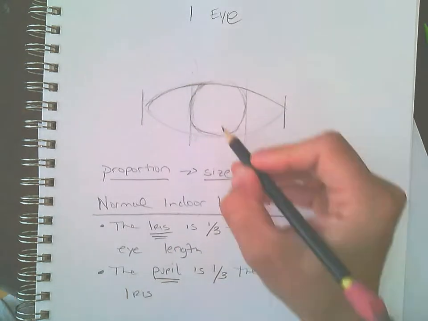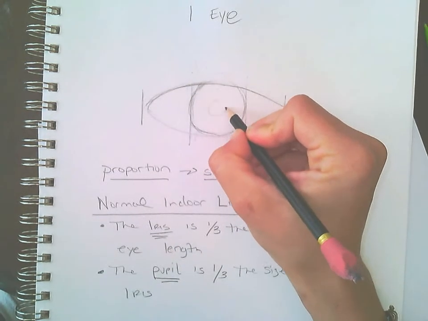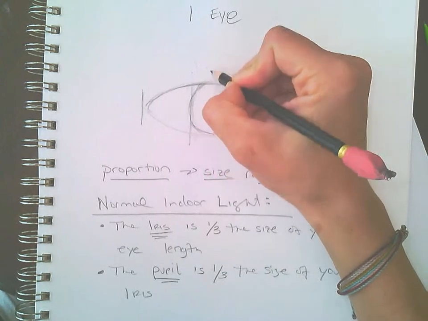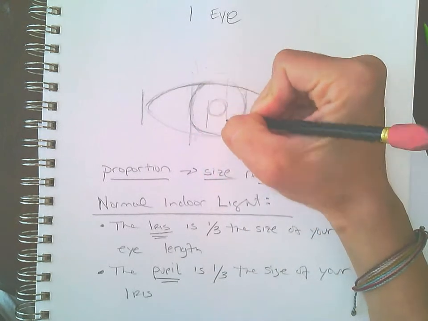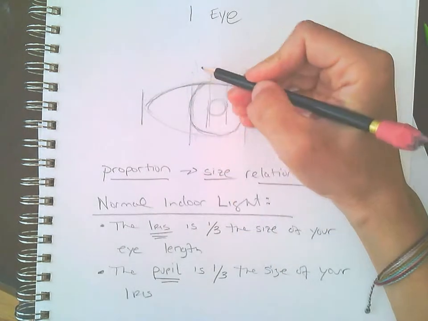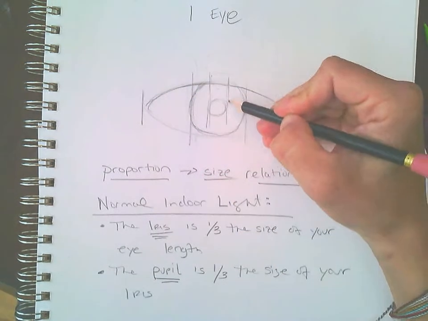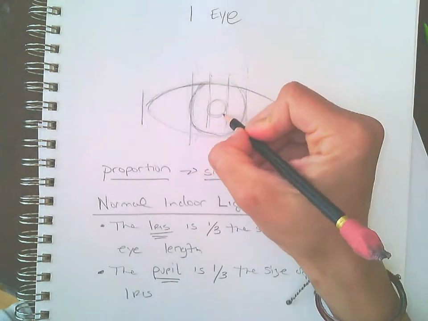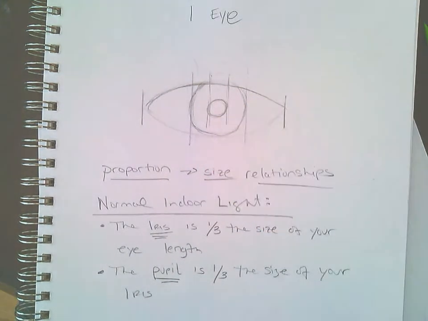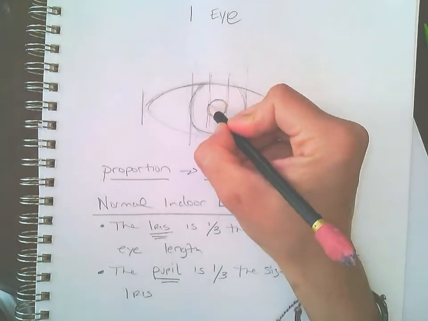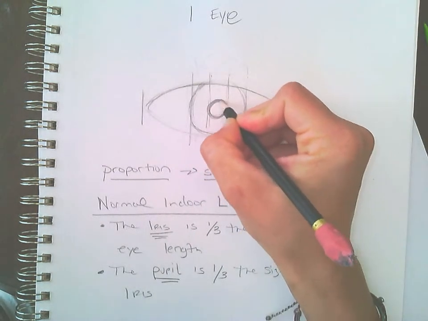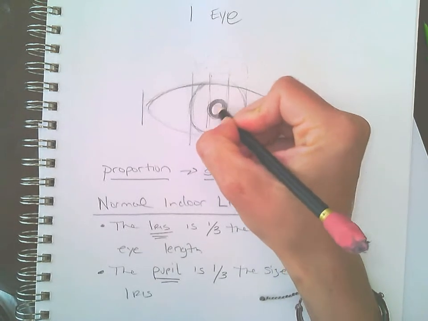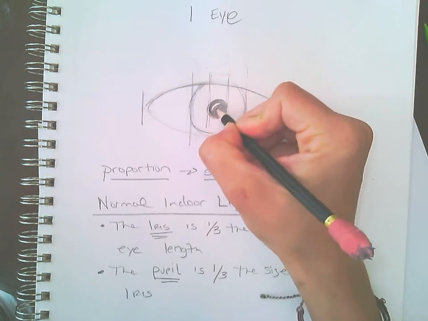Then when we're drawing the pupil, if we were to split that again in 3 equal parts, you see those 3 equal parts? 1, 2, 3. The pupil is right smack in the middle there. Now the pupil is always going to be dark, dark, dark. It's a hole, so we can just fill that in nice and dark.